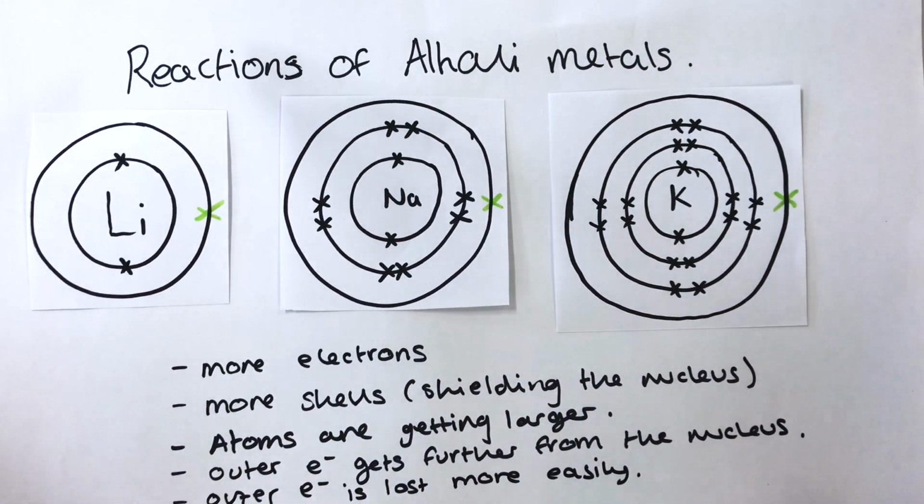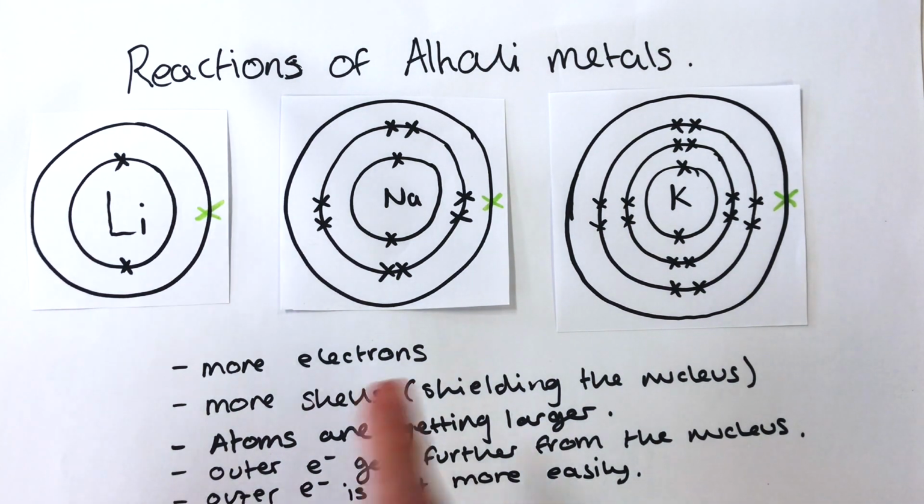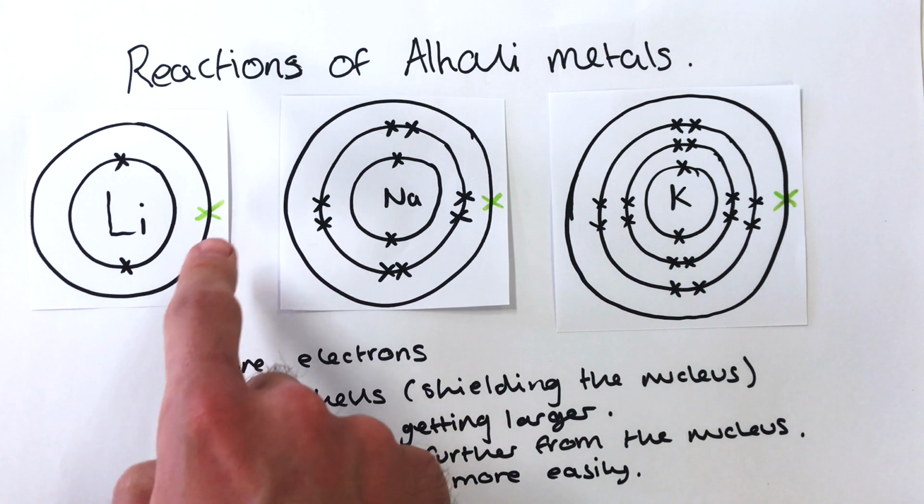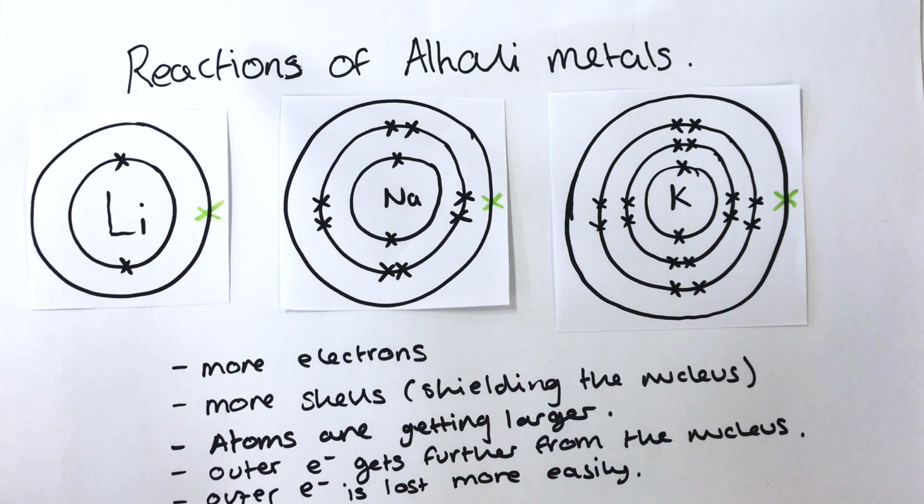Now you should be able to therefore predict the trend down group 1 beyond potassium into rubidium, into cesium, into francium. So what you should be able to see is that because the atoms always get larger going down group 1, they get more and more reactive, their reactions with water will get more vigorous, and that's because their atomic radius is getting larger, the outer shell electron is further from that positive charged nucleus, so it's lost more easily.